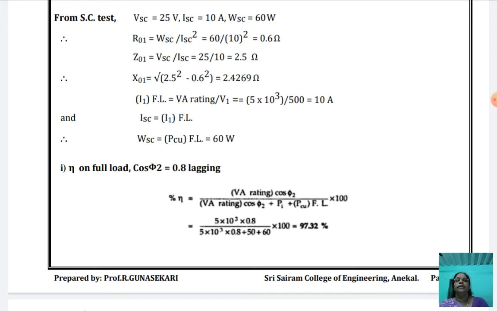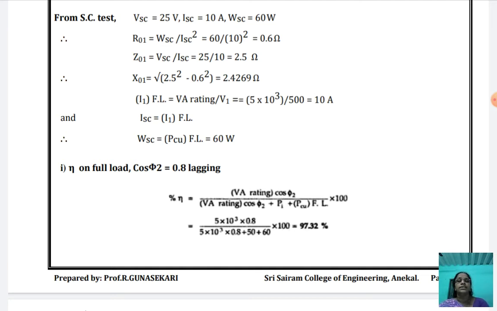Substitute the values, and you get the R01 value. And then Z01: normally impedance is nothing but what? Voltage divided by current. It is short circuit, that's why Vsc divided by Isc only. Substitute these values and we can get the value. Then X01. Impedance is equal to root of R squared plus X squared, that is resistance squared plus reactance squared. We want the reactance, so X01 is equal to root of Z01 squared minus R01 squared. We can get the value.